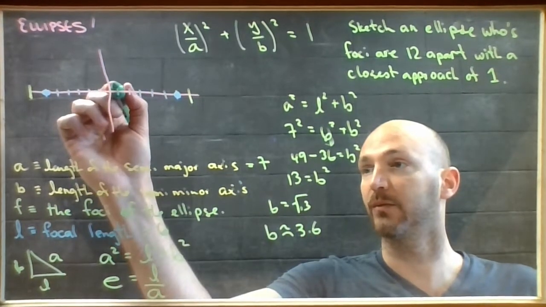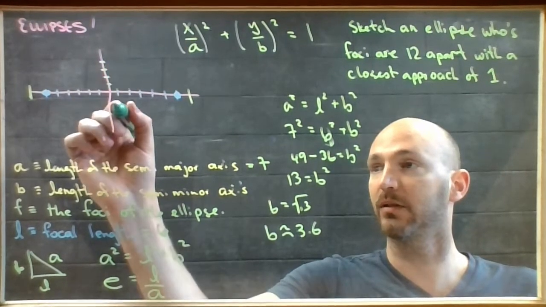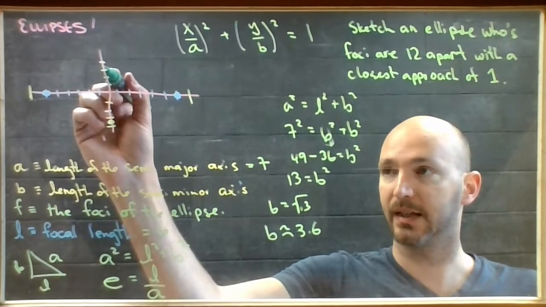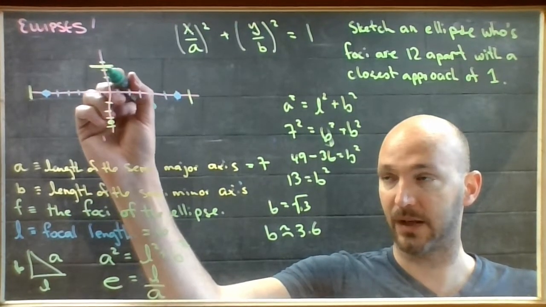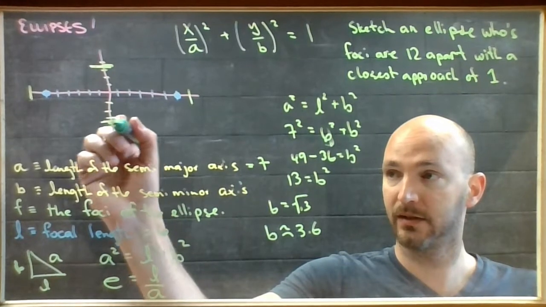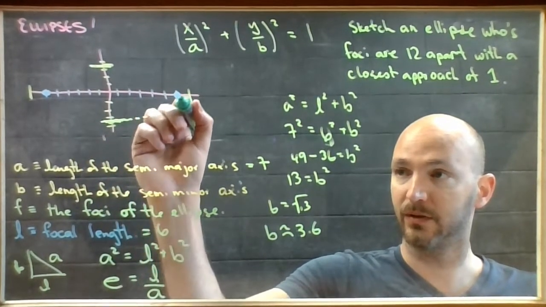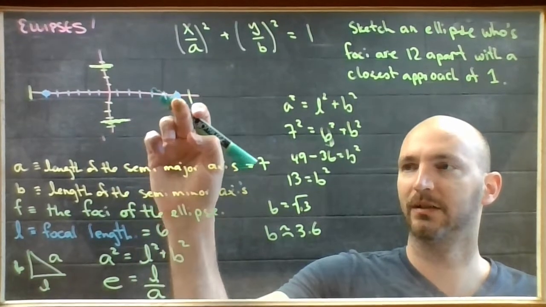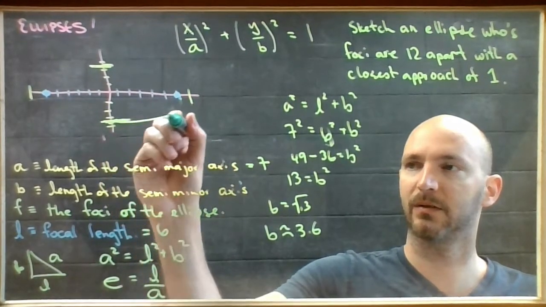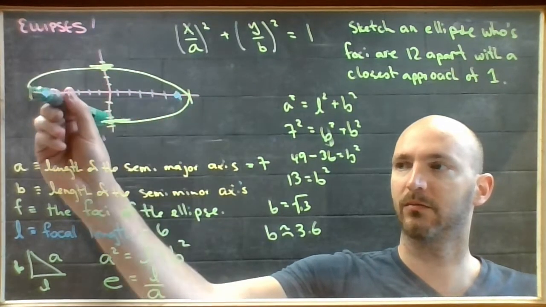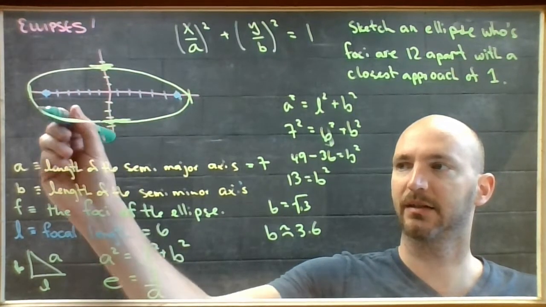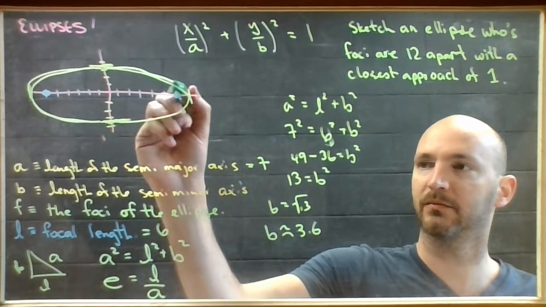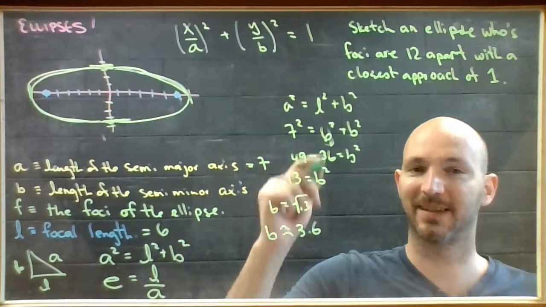So somewhere between 3 and 4 is the length of my semi-minor axis. So I just need to connect those. Something like this. That's better. This is hard to do over there.